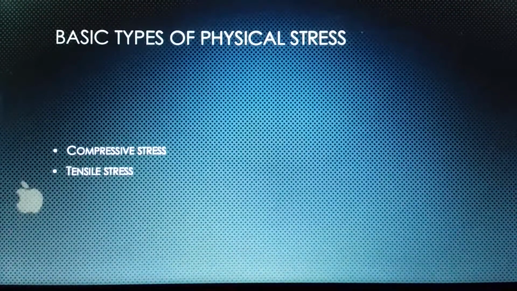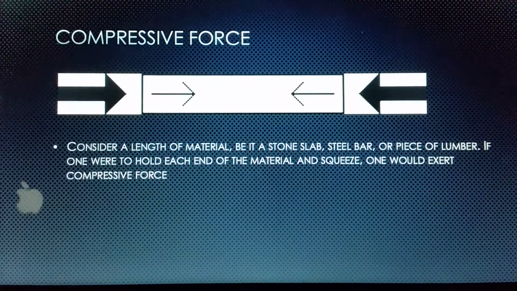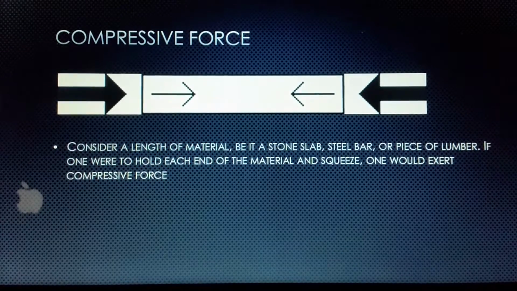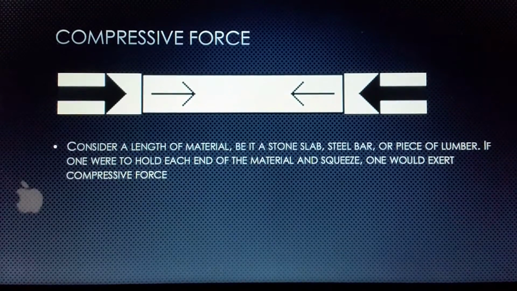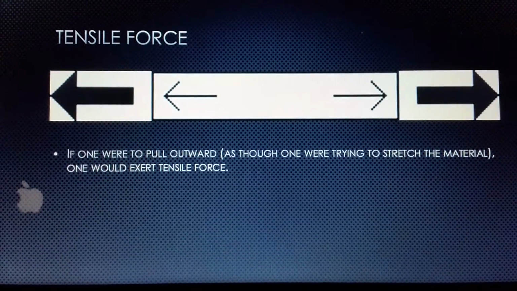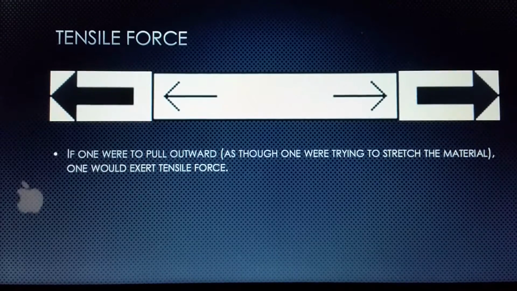First of all, the two basic types of physical stress are compressive stress and tensile stress. The compressive stress translates into compressive force. Consider a length of material, be it a strong stone slab, steel bar, or piece of lumber. If one were to hold each end of the material and squeeze, one would exert compressive force. The opposite of that is tensile force. As an example, if one were to pull outward, as though one were trying to stretch the material, one would exert tensile force.